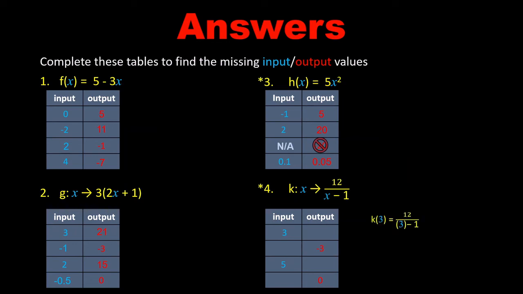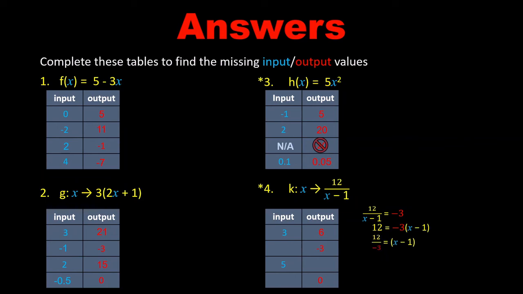K of 3 would simply be 12 over 3 minus 1. 3 minus 1 is 2, so that's 12 divided by 2, which is 6. No problem there. When the input's 3, the output's 6. Can I get an output of negative 3 from this function? Let's try setting the function equal to negative 3. Rearranging that to get x, I'm going to need to take the denominator of this fraction to the other side and multiply by it. And then try and get x on its own.